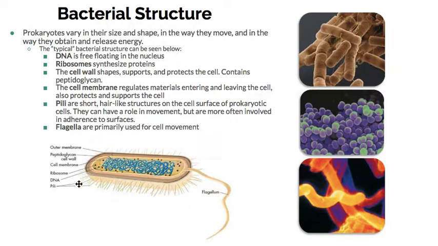The pili, or pili, depending on how you say it, are short hair-like structures. Those are all these little structures here on the cell surface of prokaryotic cells. They can have a role in movement, but really they're most associated with adherence to surfaces. And last, the flagella or flagellum, depending on plural or singular, are used primarily for cell movement.